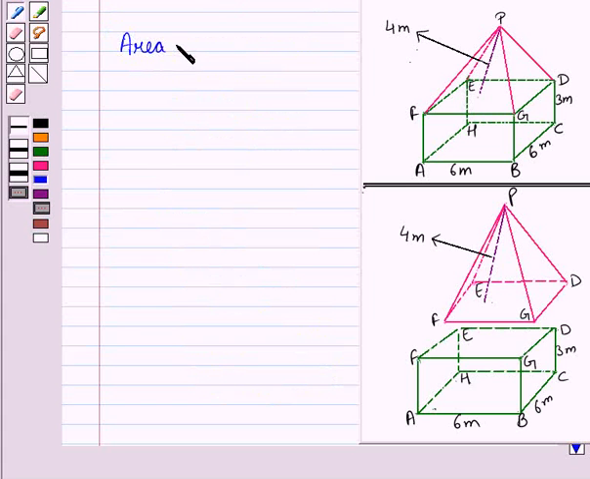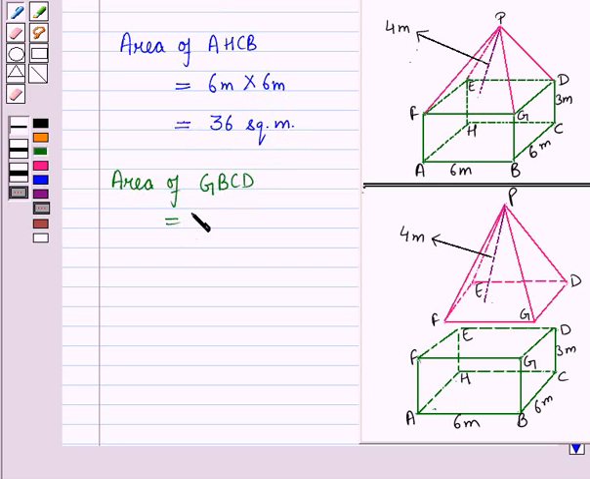Now area of the face AHCB is equal to 6 meters into 6 meters, as AHCB is a square with side 6 meters, so its area will be equal to 6 meters into 6 meters, which is equal to 36 square meter. Now area of the face GBCD is equal to area of the face EHAF, as their dimensions are 6 by 3 meters. So area of the face GBCD is equal to area of the face EHAF, which is equal to 6 meters into 3 meters, which is equal to 18 square meter.